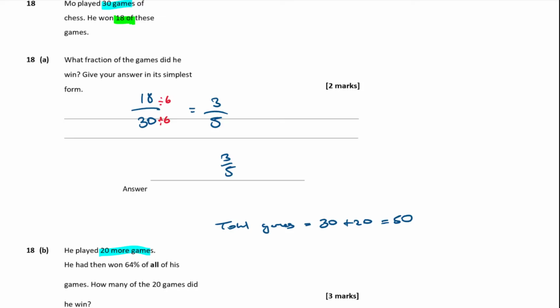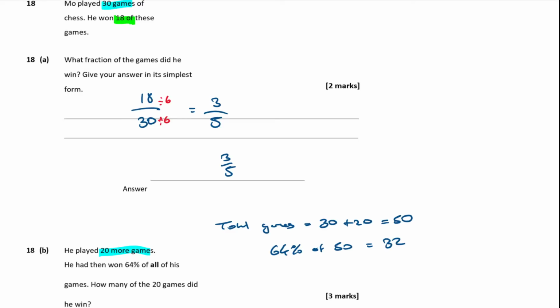Okay, 64% of 50. Now I know 64% of 100 is 64 because it's out of 100, isn't it? So 64% of 50 is half as much. It's going to be half of that, isn't it? It's going to be 32. Okay, 64% of 50 is 32.